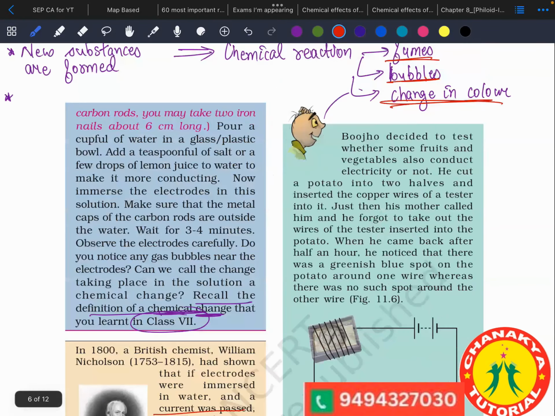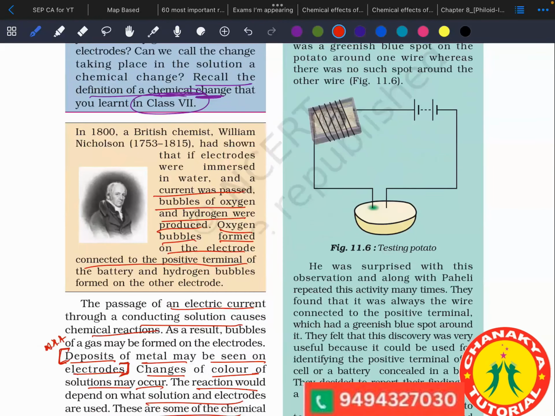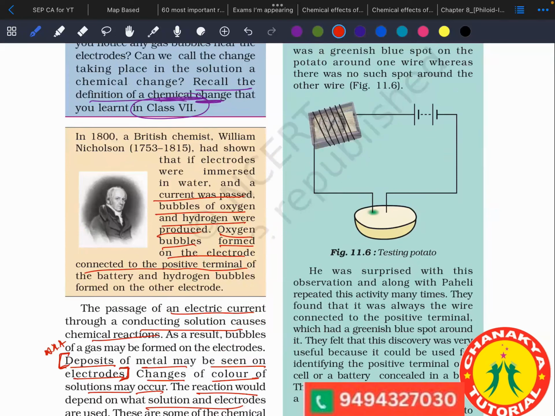Let's take one more example to know if there is a chemical change or not. We have taken one potato and we applied two terminals of our tester in the potato. This is the battery, as you all know, and this is our indicator. Can you tell me what kind of indicator we are using? Magnetic. Yes, magnets. So we are using a magnetic compass.